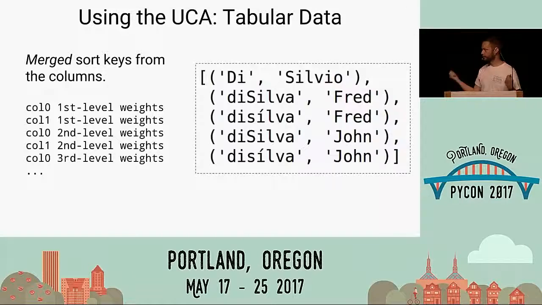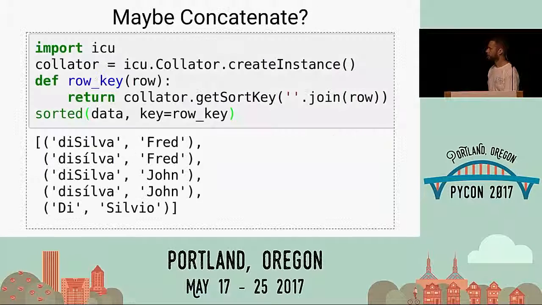What you want to do is merge them together. Look at the first level weights in the first column, look at the first level weights in the second column, then look at the second level weights in the first column, and so on. So how do we do that? Well, it's kind of like when we concatenated strings before. So maybe we can concatenate them together. That doesn't actually work. It gives you a nice ordering, but it also gives you a confusing ordering where the shorter string got put after it.